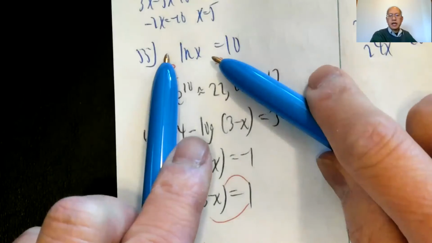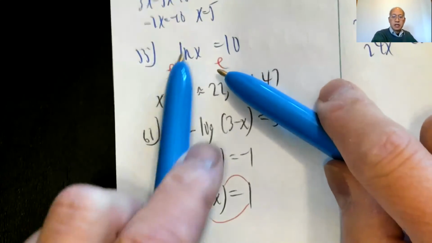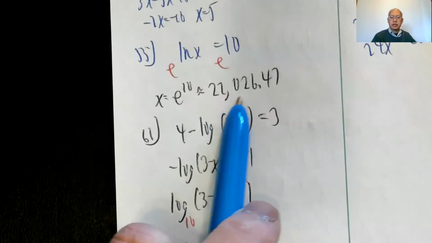55, ln x equals 10. Exponentiate. These cancel out. X is e to the 10th. Punch it in your calculator. It's about 22,026.47.